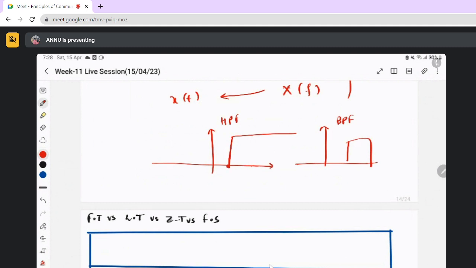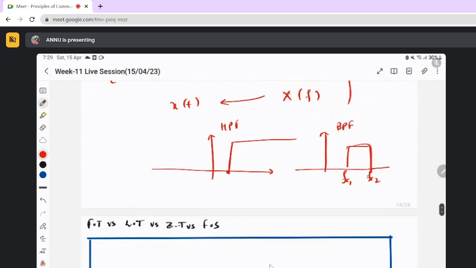So it has only one cutoff frequency. After that, it passes all. But a band pass filter has two cutoff frequencies, FC1 and FC2. Okay. And LPF also has two frequencies? No, only one. It will pass up to this. The band pass and stop band will have two frequencies. This is LPF. In frequency filters also, we don't consider negative frequency.